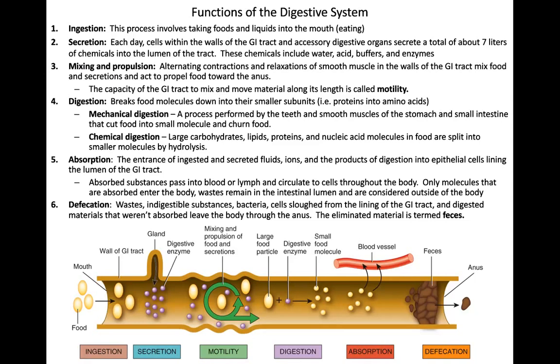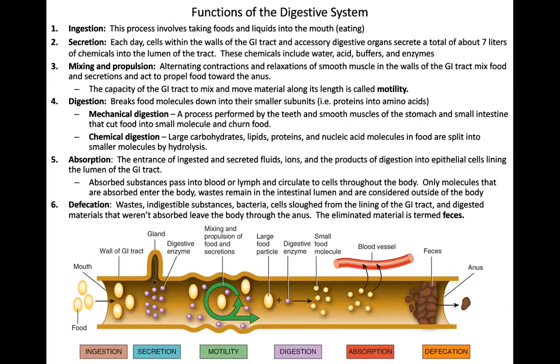And digestion is where food is broken down into smaller subunits, i.e. proteins are broken down into amino acids. And we do this because we can't absorb the big complex organic compounds like proteins, but we can absorb the small, simple amino acids. The very first type of digestion begins in our mouth when we chew, bite into that food. That's a form of mechanical digestion.